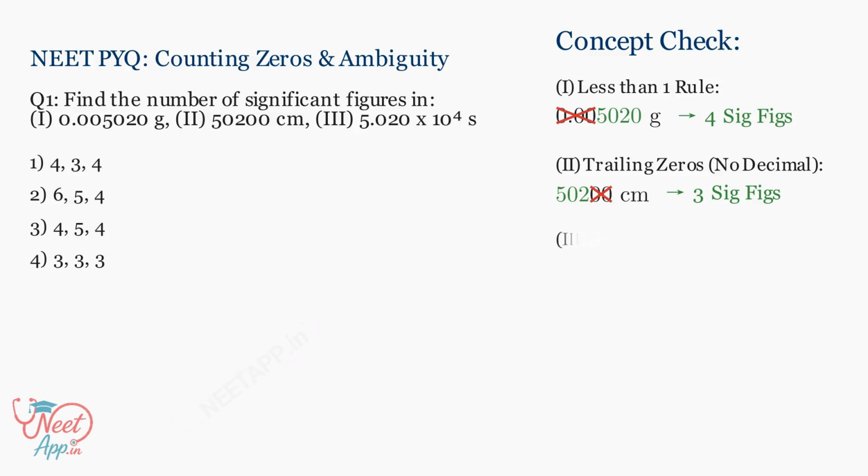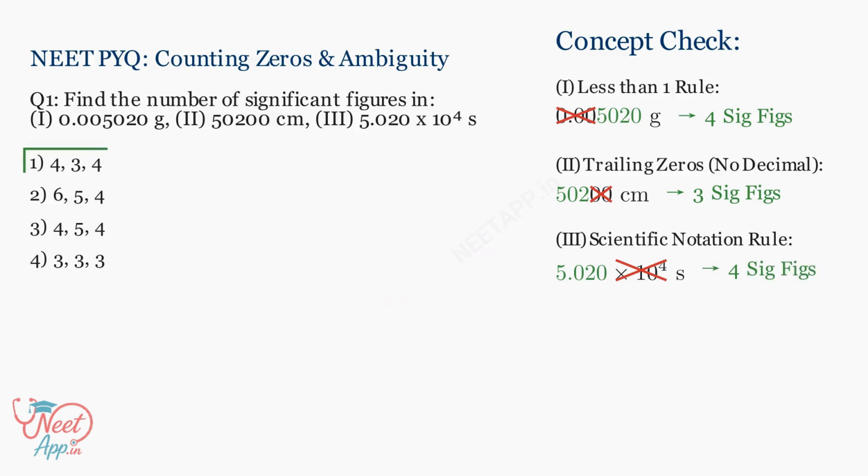Finally, measurement 3 is in scientific notation. NCERT states that the power of 10 is completely irrelevant to significant figures. We only look at the base number, 5.020. Since there is a decimal point, all 4 digits are significant. So our final sequence is 4, 3 and 4. Option 1 is the correct answer.